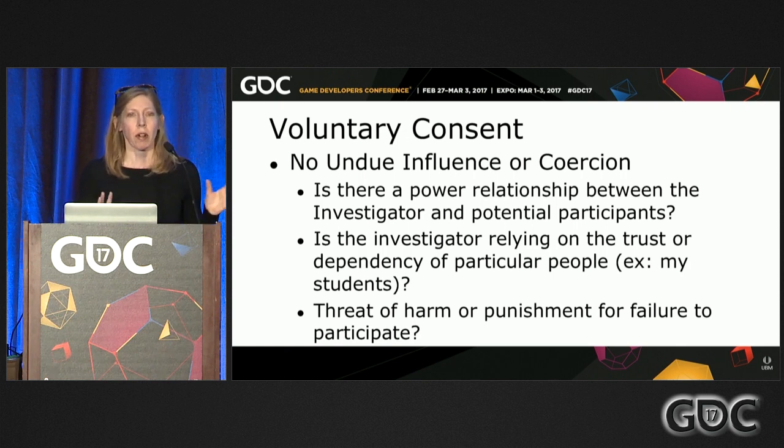A more gray area is undue influence. One of the things to consider is whether there is a power relationship going on between the investigator, you who's setting up the test, and potential participants. Now, it doesn't mean that it's never okay if you find somebody who you're in a power relationship with, just that you should be thinking about whether there is some way that I might be unconsciously coercing them or convincing them to do something. Are they really free to say, no, I don't want to do it? If you're not sure if it's a power relationship, think about whether they trust me, and whether I am really pulling on that trust to get them to agree.